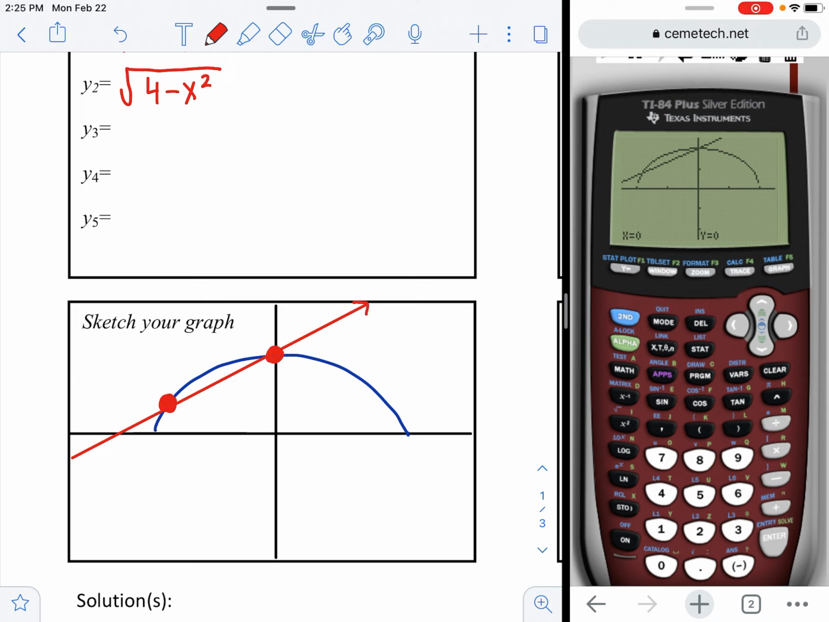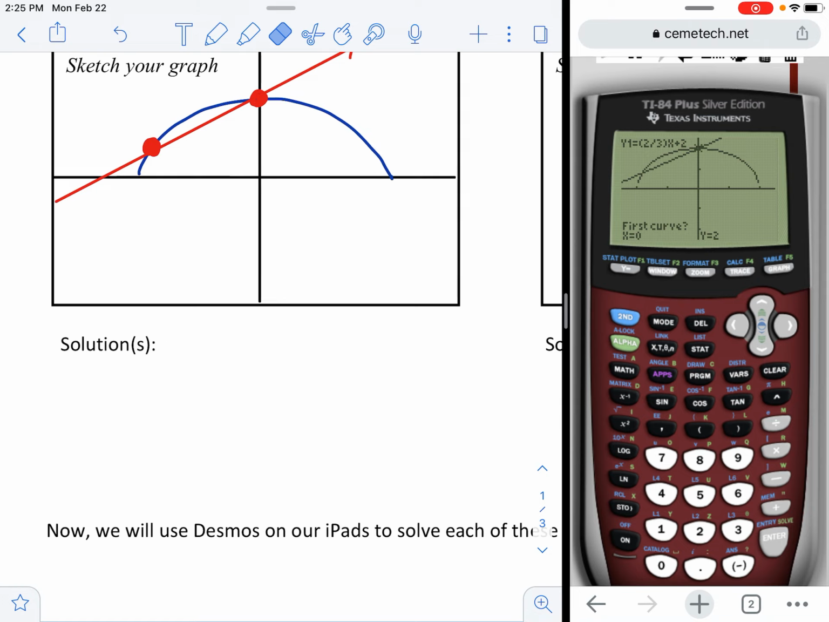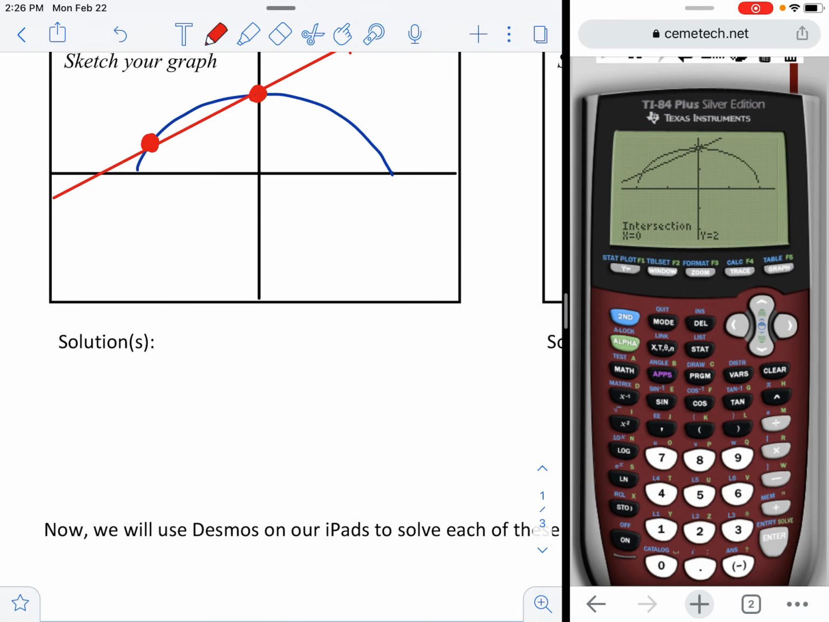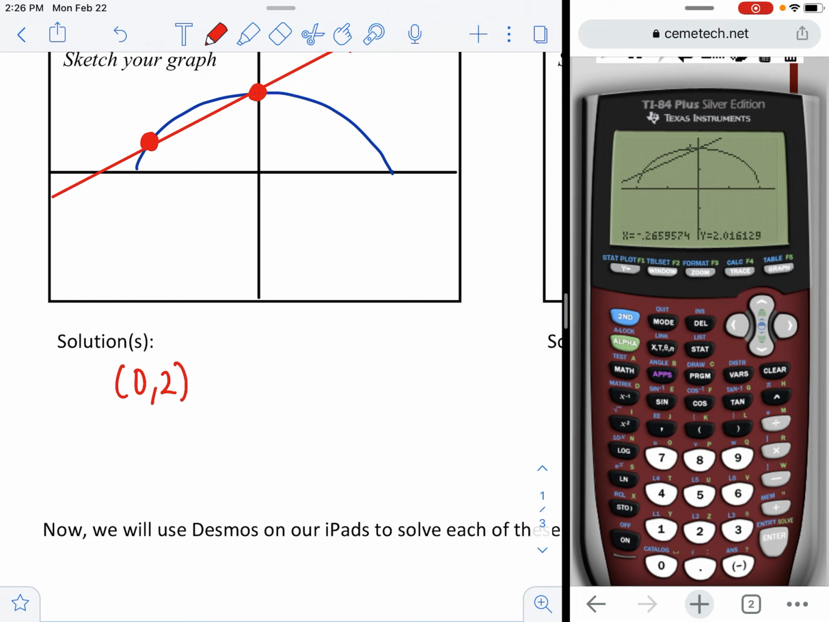Now, the reason you're hitting trace is because you actually want to use calculate. Option number 5 is intersection, so you can hit 5. Now, if you can see the intersection on your screen, which I can, there's 2 different ones. Whichever one it's closest to, it's going to find first. So you hit enter, enter, enter, you have to hit it 3 times. It's going to find that intersection, and it tells you that it's at 0, 2. That's one of them.